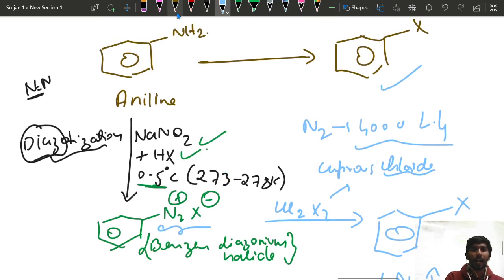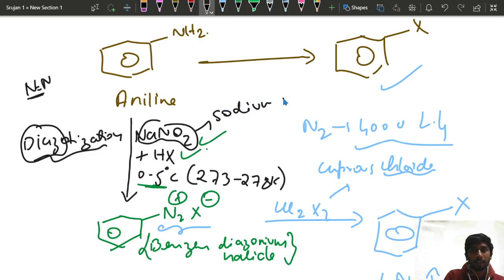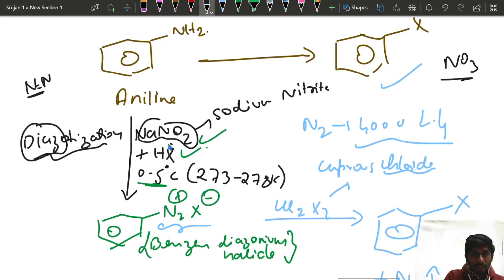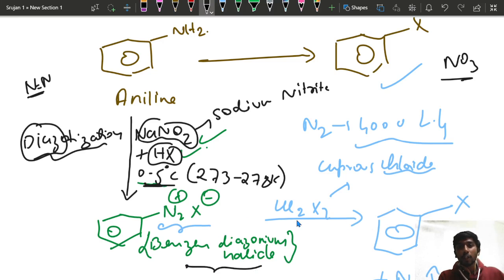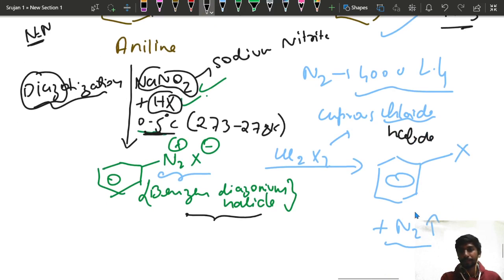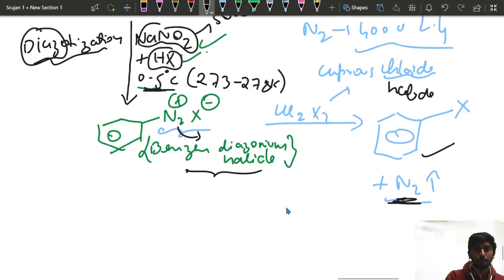You can see, first I took aniline and treated it with sodium nitrite, NaNO2. Sorry, sodium nitrite. If it is NO3, it will be a nitrate. Now it is NO2, so it is a nitrite. Treating this with a hydrogen halide at 0 to 5 degrees Celsius, you get benzene diazonium halide, and this treated with cuprous halides gives the benzene halides. N2 is a good leaving group, and it is liberated from this place. This is how you can do it.